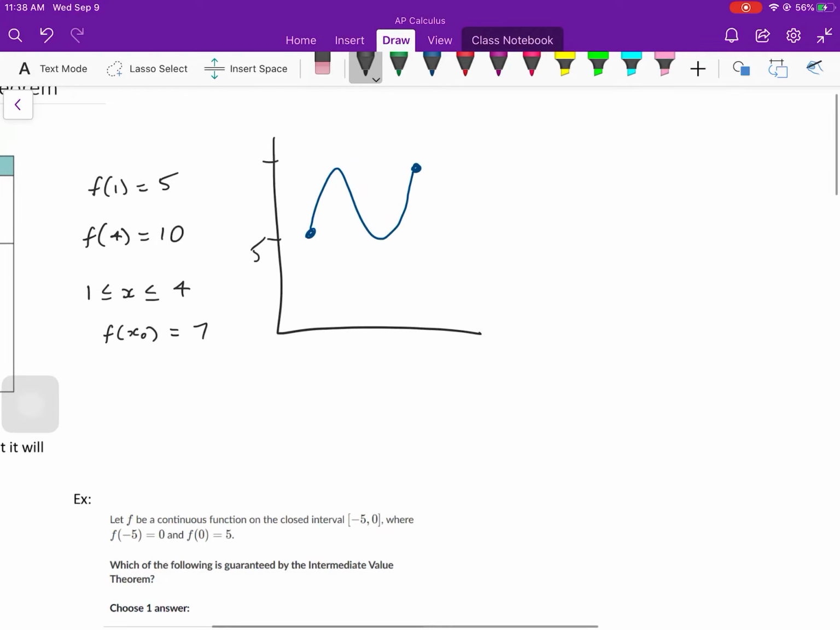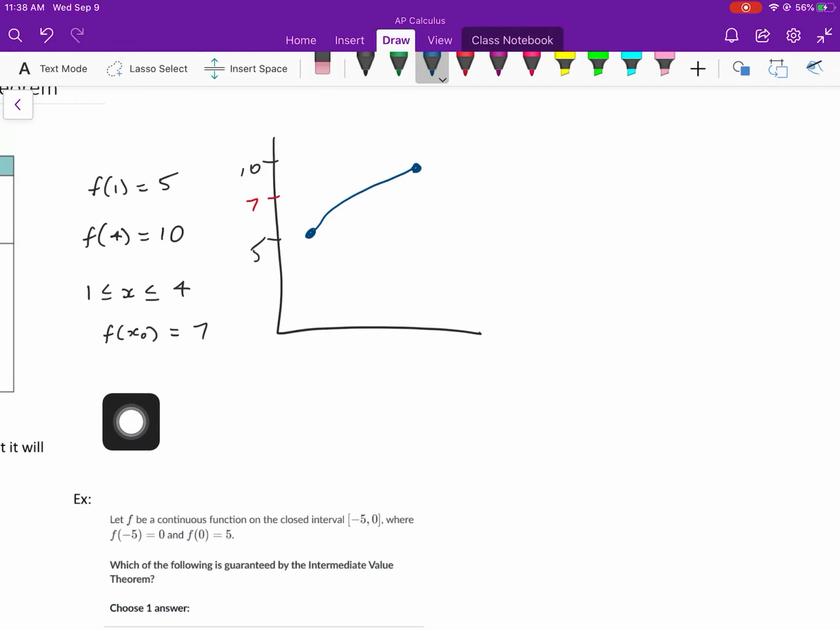So let's just say this is 5, this is 10. So somewhere in there, let's just say this right here would be 7. Well, somewhere, and it could happen more than once, but at least one time, it's got to equal that value of 7 somewhere in there. And it could just go straight up like this. Boom, right here it equals 7, but at some point it's got to equal 7.